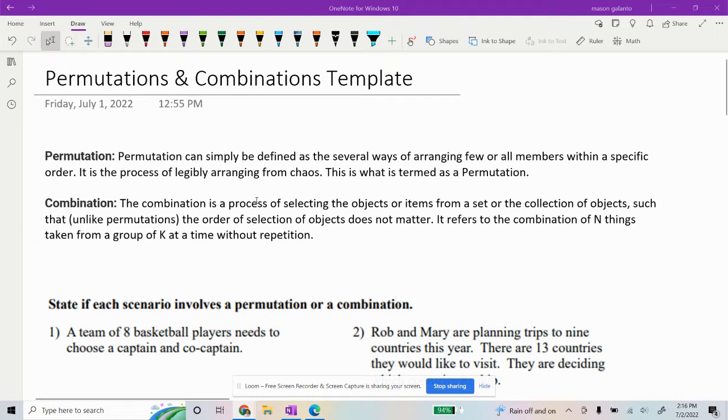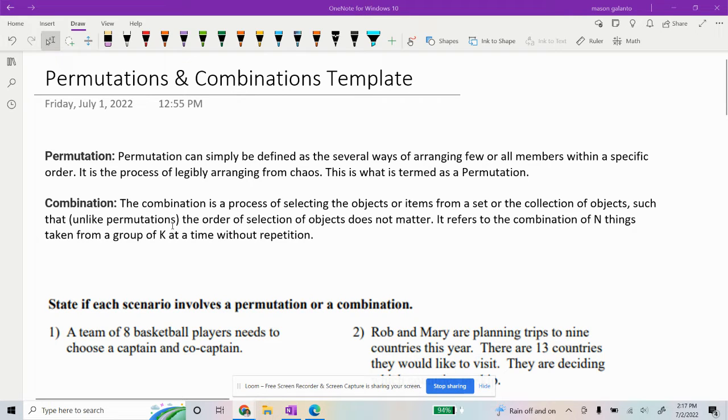Permutations. A permutation can simply be defined as the several ways of arranging few or all members within a specific order. It is the process of legibly arranging from chaos. This is what is termed as a permutation.